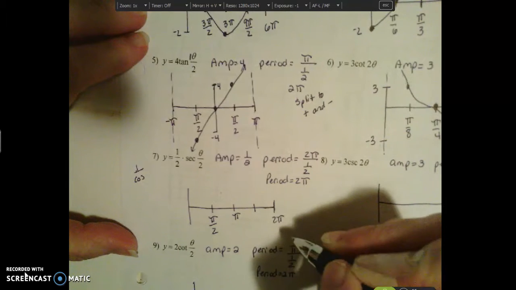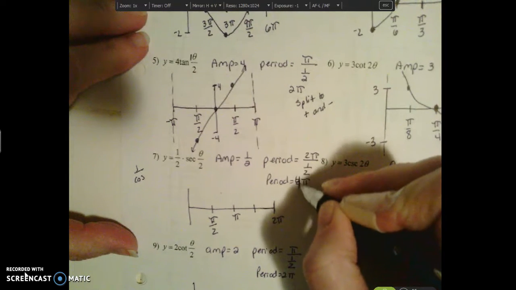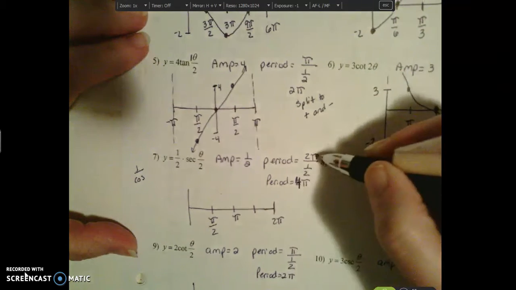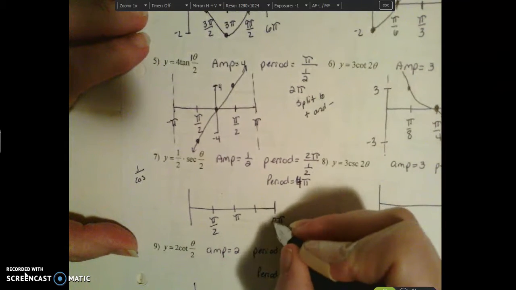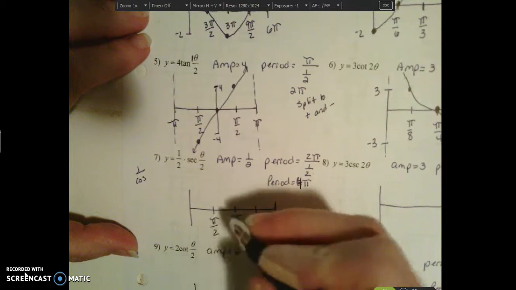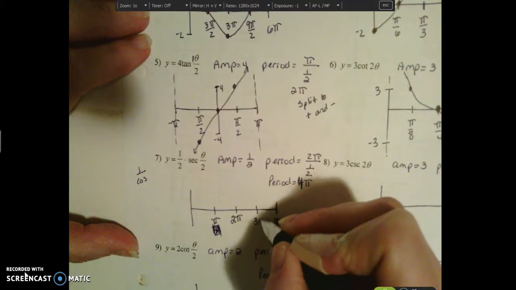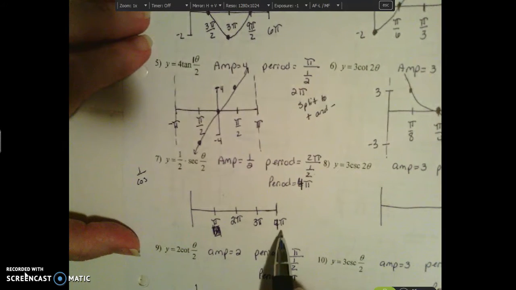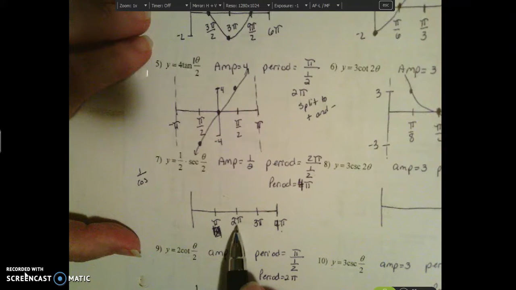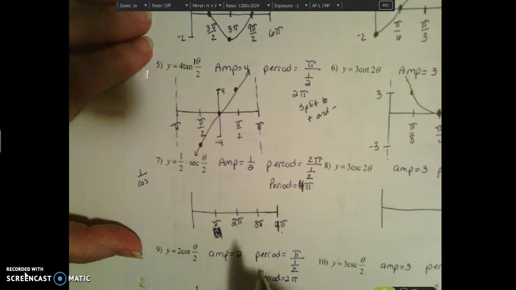Oops, I messed up here. I'm sorry, 2 pi divided by 1/2. So this is going to be 4 pi. This is going to be 2 pi. This is just going to be pi, and this is going to be 3 pi. So I took the 4 pi, half of that is 2 pi, half of that is pi, and then count my pi's: 1 pi, 2 pi, 3 pi, 4 pi.